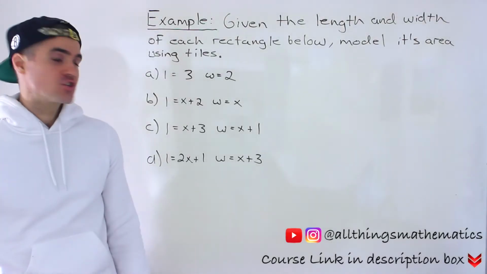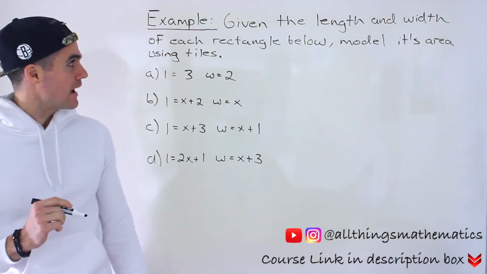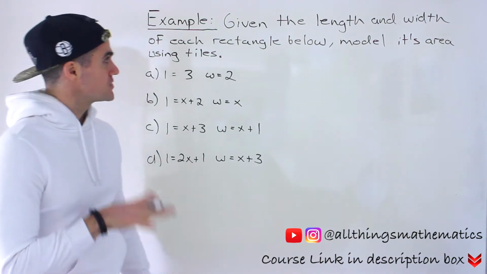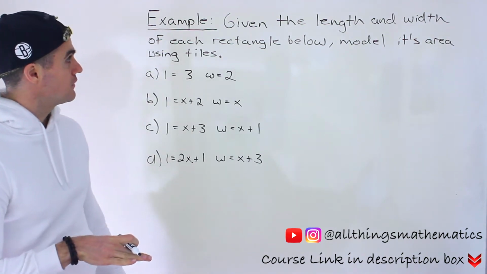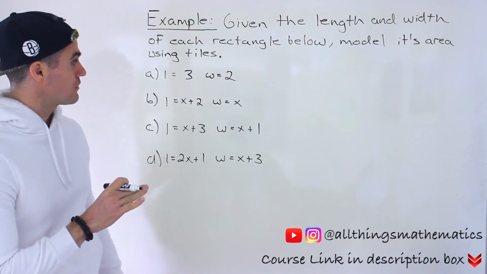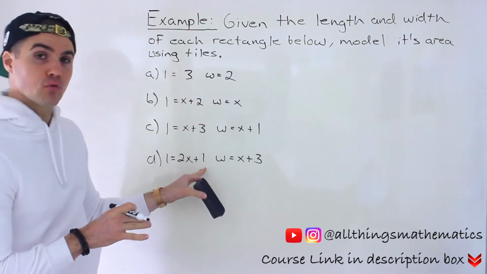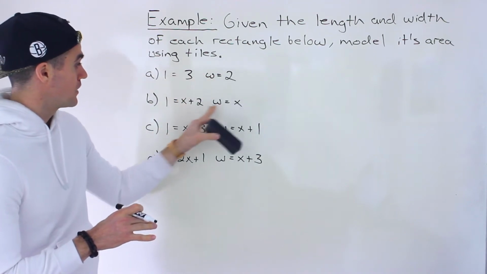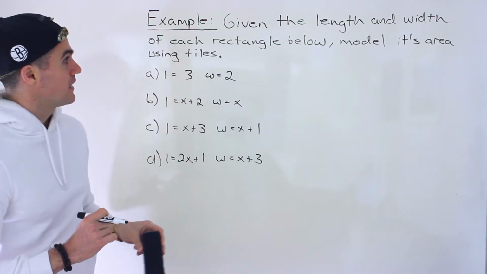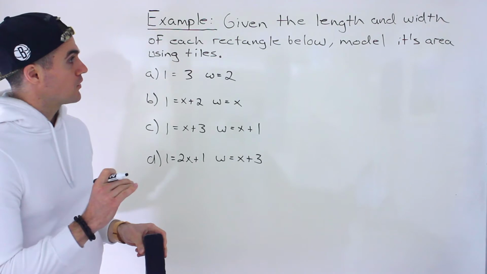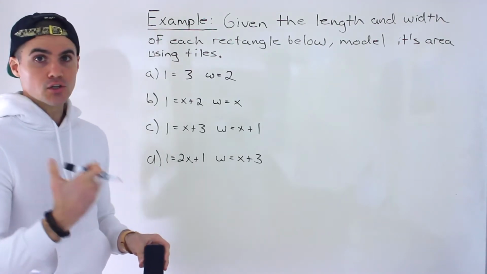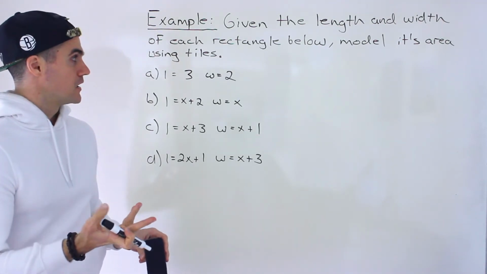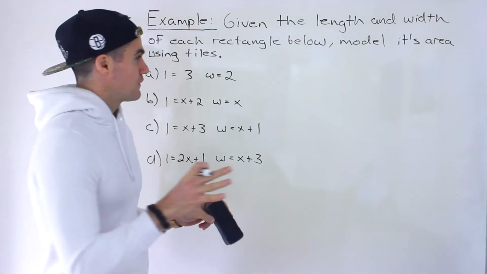Moving on to another question, still dealing with algebraic tiles. So in this particular case, what we're given is the length and width of a rectangle. So notice we have 4 different rectangles we're dealing with. So we've got the length here, the width, etc. And what we have to do is model the rectangle area using tiles. So this one's going to be fairly unique.